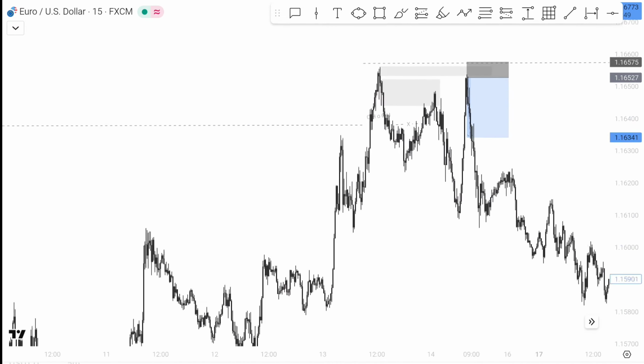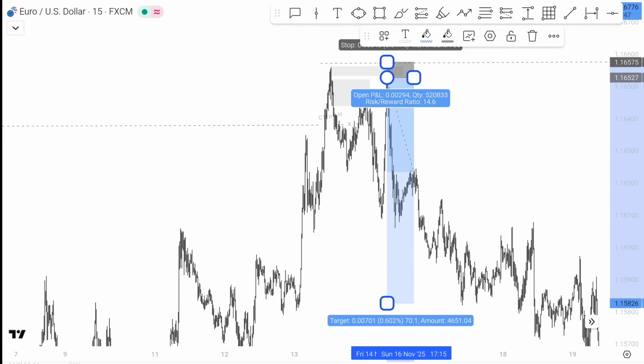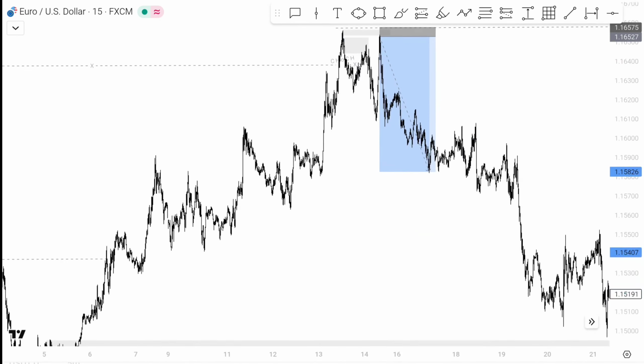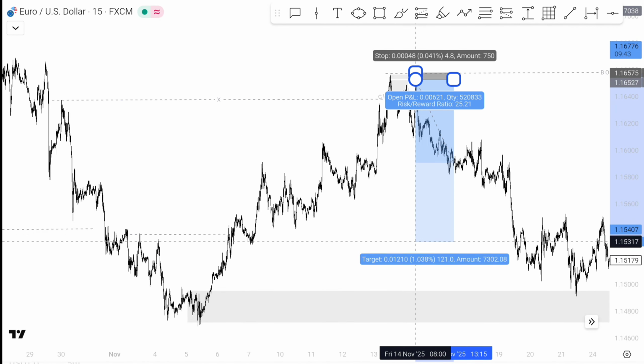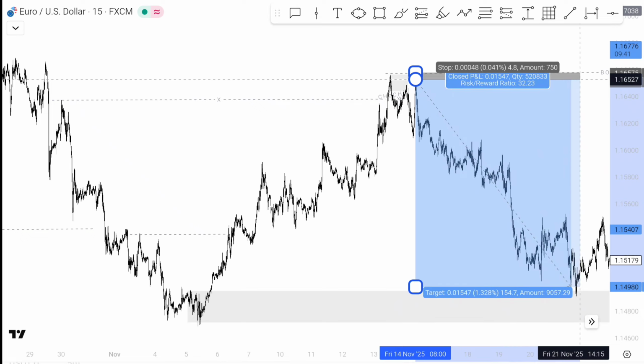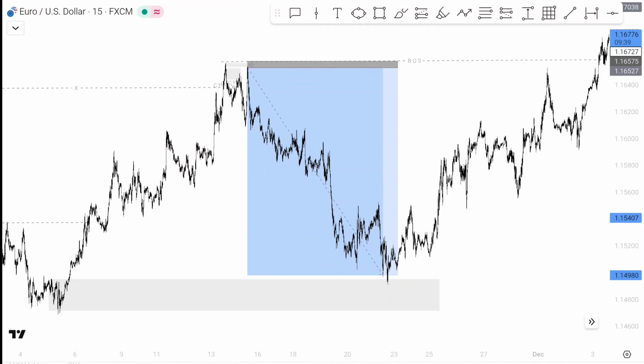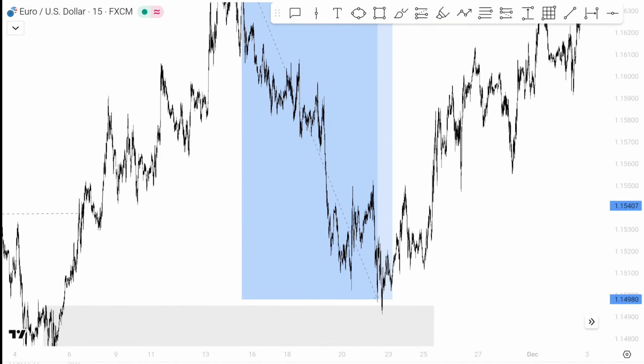target the major low. But you must also take partials as market moves to the downside, because there is no 100% guarantee that market can hit your TP. And this was your trade that you could have taken.